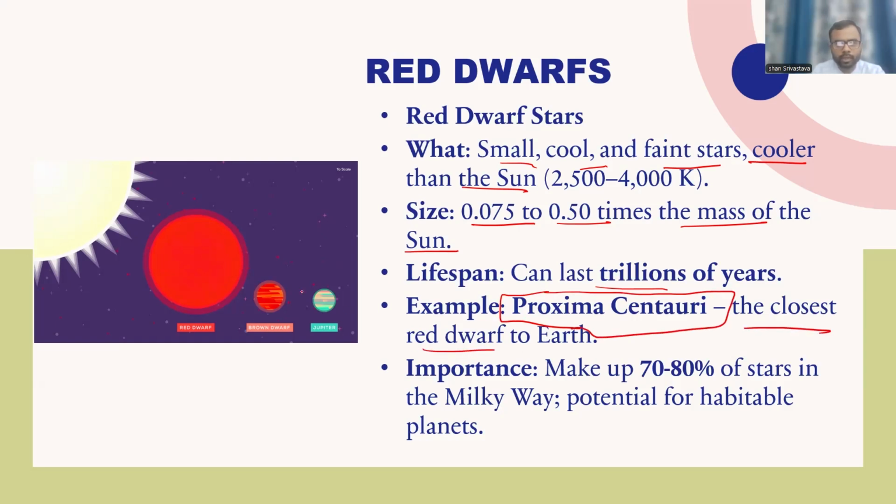So a red dwarf can have planets around it. You look at this and you find that it's much bigger than a brown dwarf, so it's a proper star in that sense. And it makes up around 70 to 80% of the stars, so it's very, very common in the Milky Way galaxy, and it has potential for habitable planets. So there might be planets evolving around this, which might be habitable. That is the understanding of a red dwarf.